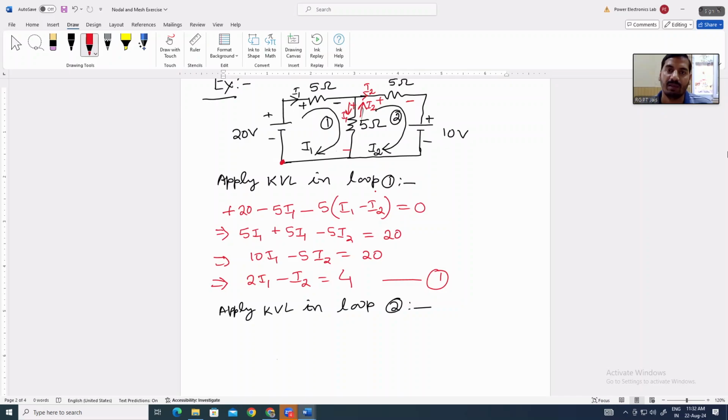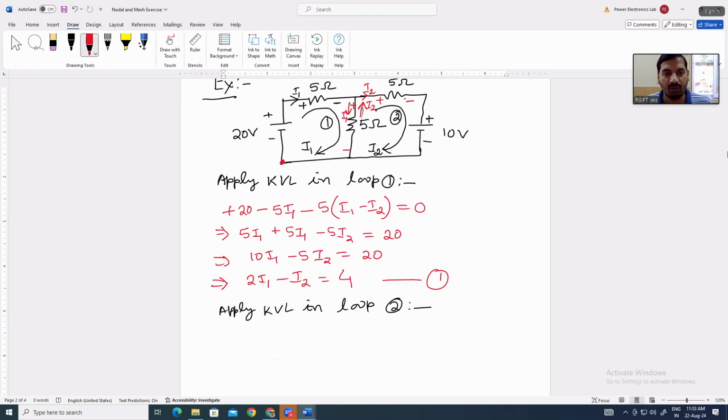So the polarity will be plus here, minus here, because this is an element, and in that element the current direction will be from higher potential to lower potential. So higher potential means plus here, lower potential minus here. Okay, is it clear? Yes, sir.